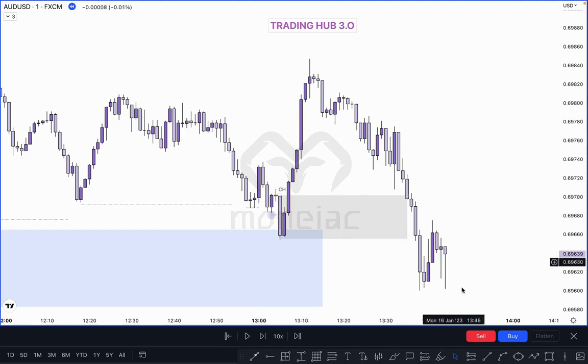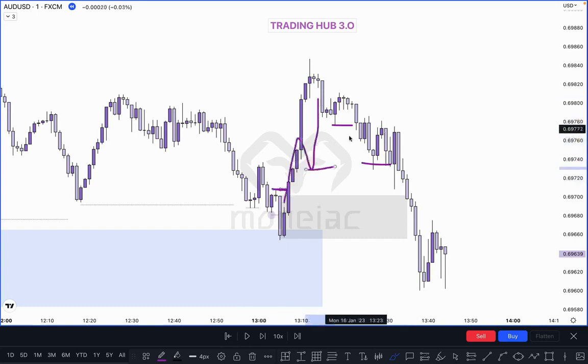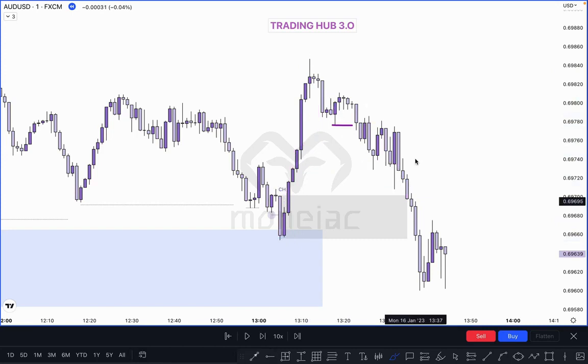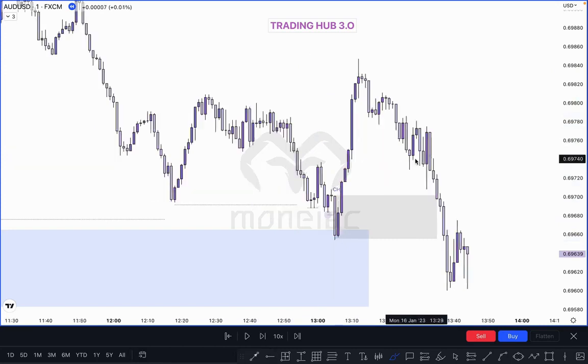And one more thing you have to remember, this is not inducement. Inducement is not on the right side, inducement is always on the broken side. This side is the broken structure, so you will see inducement on this side. These are not inducement, these are internal structure between this high and this low. So this is not a valid structure for a buy, and you don't need to buy at this point.